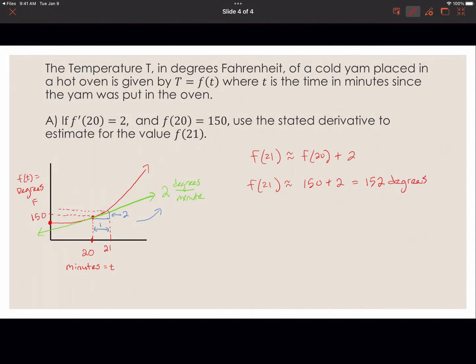So to interpret this, it means at exactly 21 minutes, we expect the temperature of the yam to be about 152 degrees. I hope that this helps in interpreting the derivative.